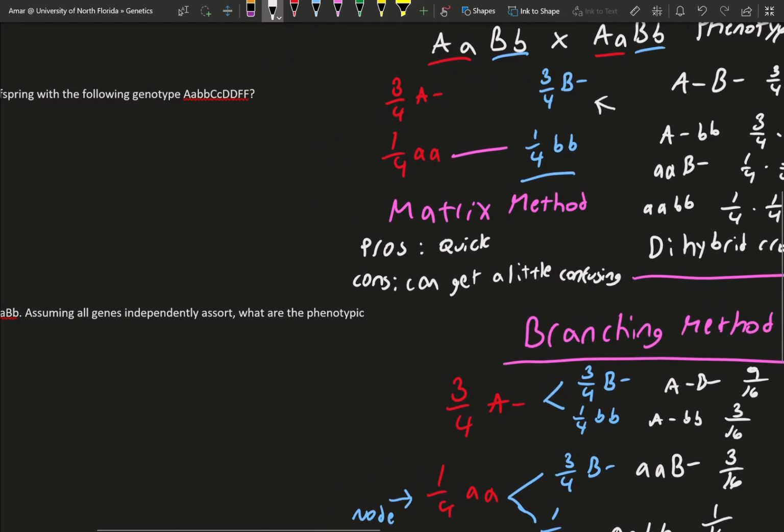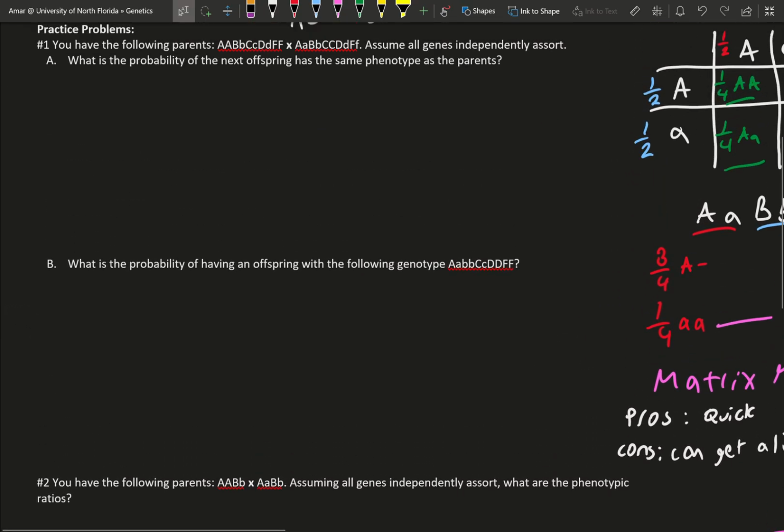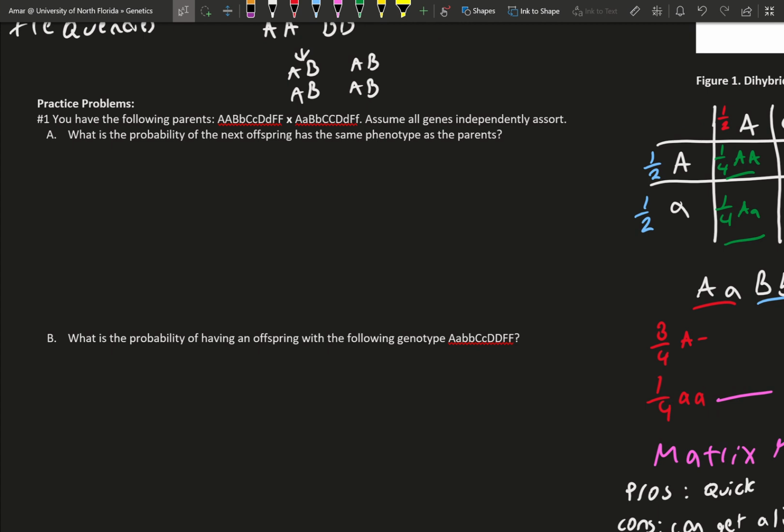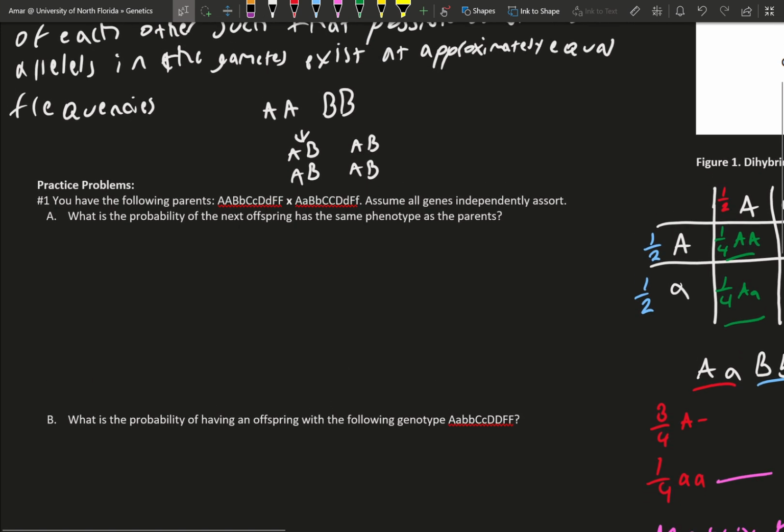And what we're going to do is I'm going to use both of these techniques in our practice problems so you can get a little bit of a hang of it. So let's do some practice problems right now where you have this following genotype and you have this one as well.